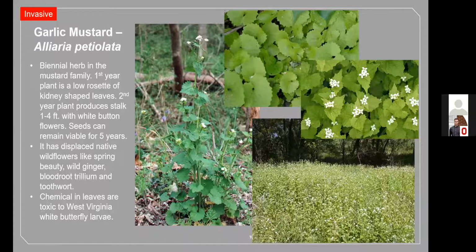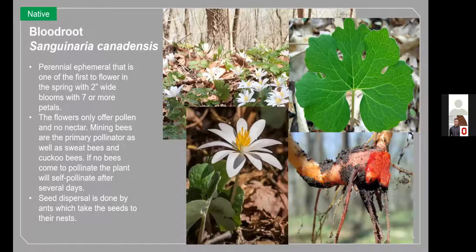Since garlic mustard displaces spring wildflowers, why not replace it with one after it is eliminated? Bloodroot is one of the first ephemerals to flower in the spring with showy white petals that are over 2 inches in width. As an ephemeral, bloodroot has a short blooming season and must produce a flower before the trees leaf out and shade them out. They have a cluster of bright yellow stamens that attract pollinators, but they get no reward from visiting the flowers since they produce no nectar.